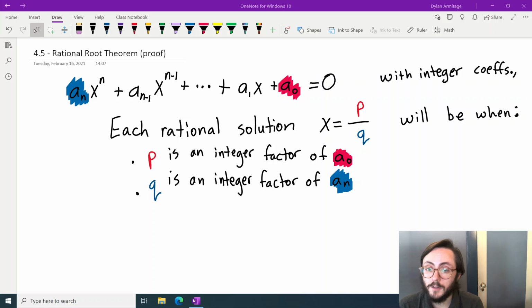In this video, I am offering a proof of the rational root theorem. So this is showing why it works. Okay, why can this happen?